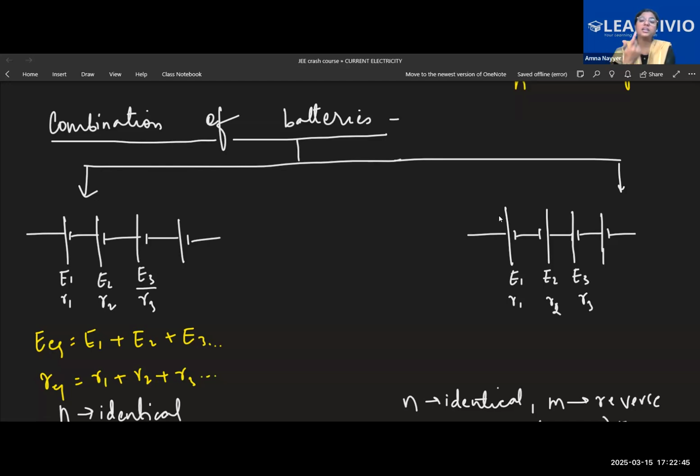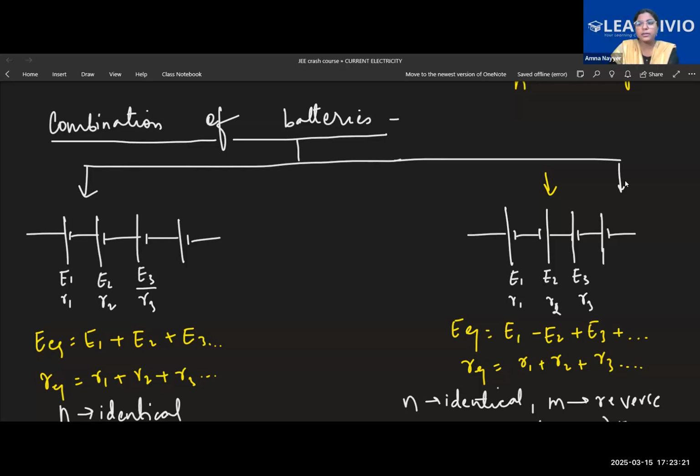But what if I reverse one of the batteries? E2, which was connected in series, is now reversed. For the equivalent EMF, this will have a different sign: E1 minus E2 plus E3. R equivalent will be R1 plus R2 plus R3 and won't change. EMF can change and can be negative if most of the cells are connected in opposite, but internal resistance cannot.